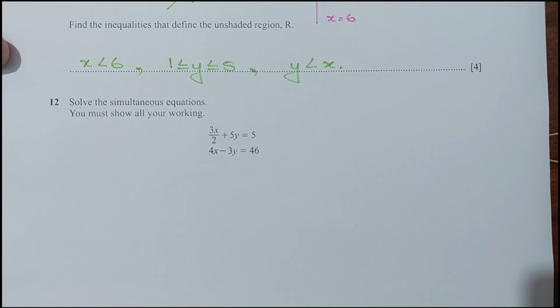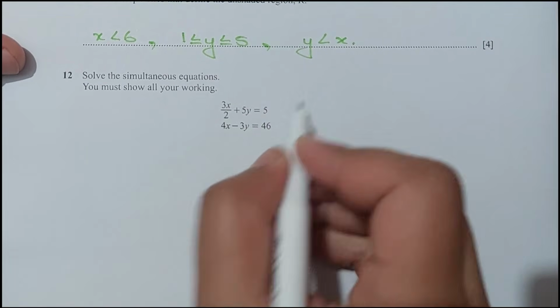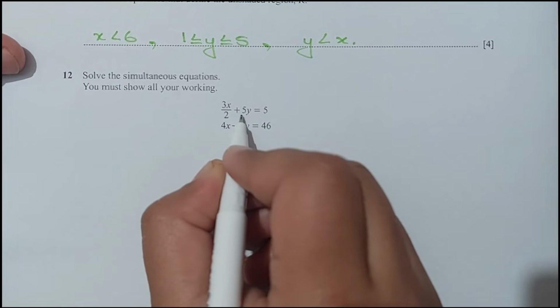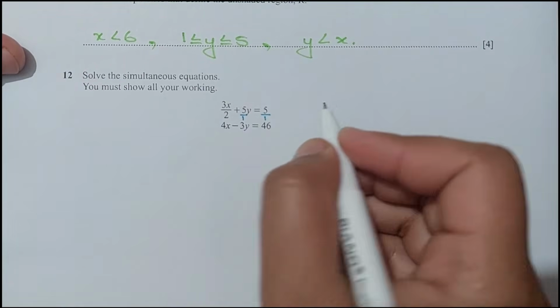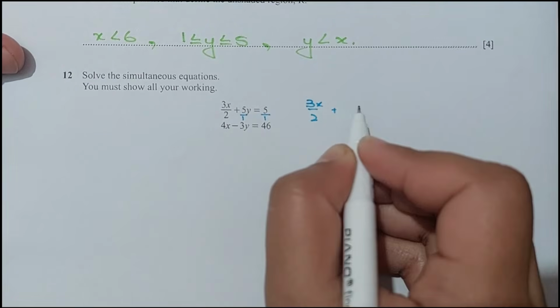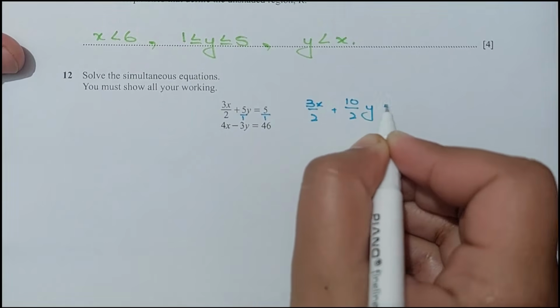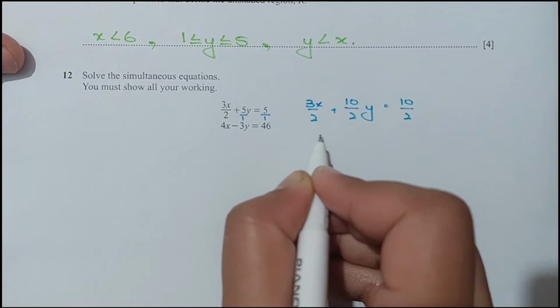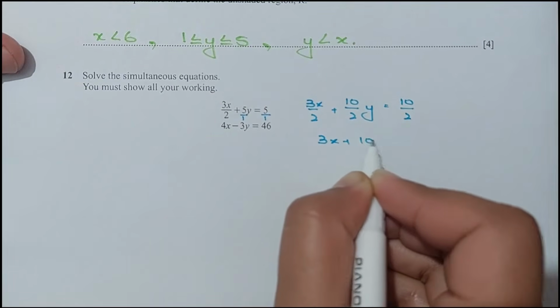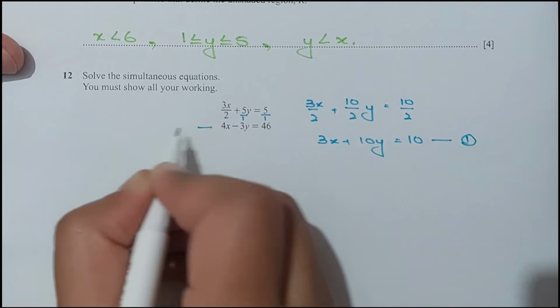Question number 12. Solve the simultaneous equations. You must show all your working. All right. Let me simplify the first equation by making the same denominators. This denominator is 1, this denominator is 1. Make it 2. 3x over 2. How can I make this denominator 2? By multiplying by 2. 5 times 2 is 10 over 2y, 5 times 2 is 10 over 2. So this is going to be 3x plus 10y equals 10. This is my equation 1 and that is my equation number 2.